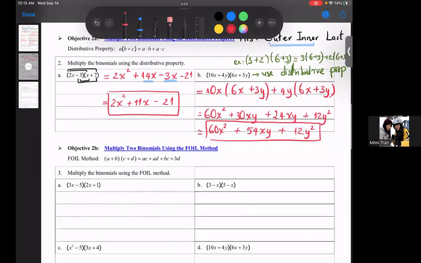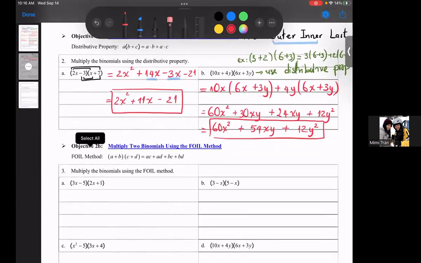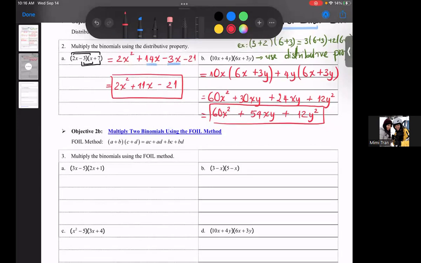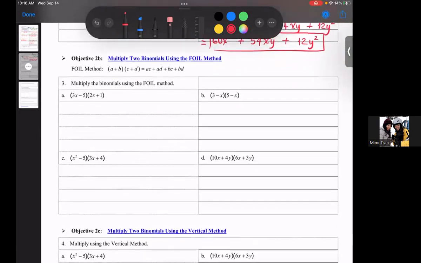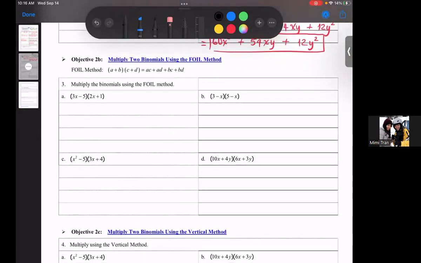All right, number 3, I want you to use FOIL. 3x times 2x is 6x squared. That's first. Outer, 3x times 1 is 3x. Inner, negative 5 times 2x is negative 10x. And last, negative 5 times 1 is negative 5. Combine like terms: 6x squared minus 7x minus 5.